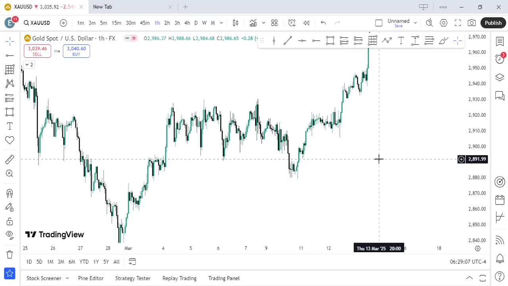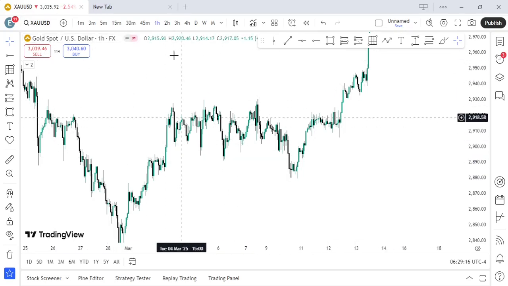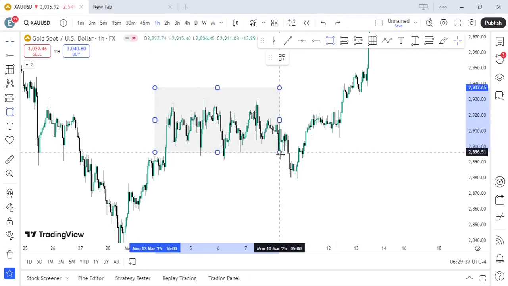Okay, so for the next example, we're going to be going up to the higher time frame. Now we're still in GBP/USD. This is currently the 1 hour time frame. Okay, so as you can see right here, this basically is accumulation. All this right here is accumulation.